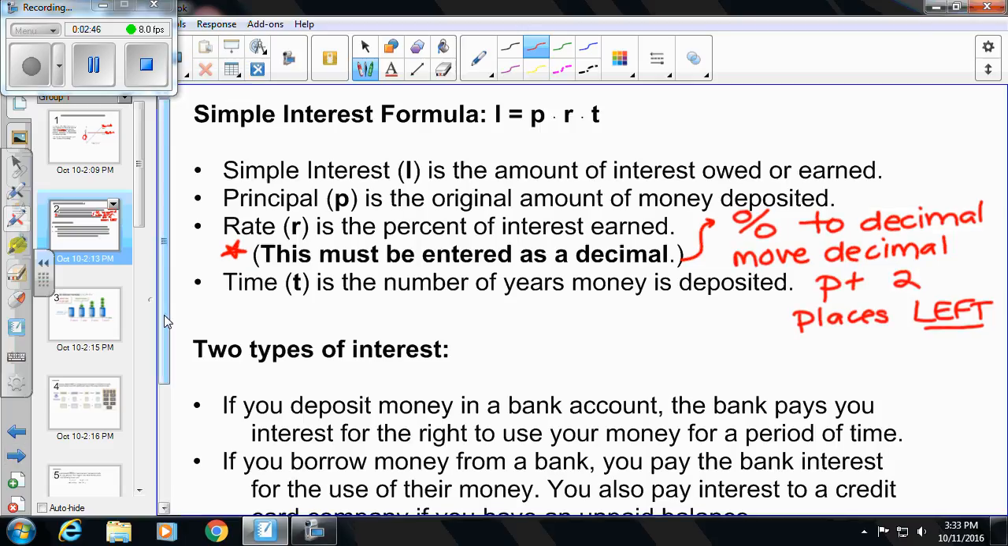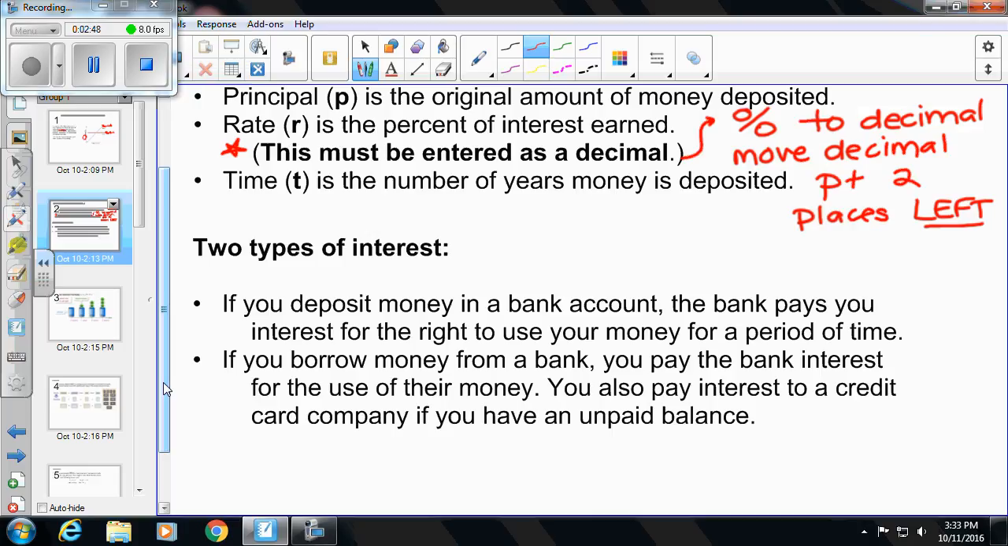And we have two types of interest. If you deposit money in a bank account, the bank pays you interest for the right to use your money for a period of time. And if you borrow money from a bank, you pay the bank interest for the use of their money. You also pay interest to a credit card company if you have an unpaid balance. And talking about those interests, that's another whole lesson for another whole day.